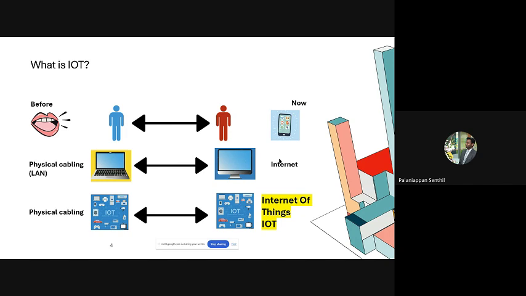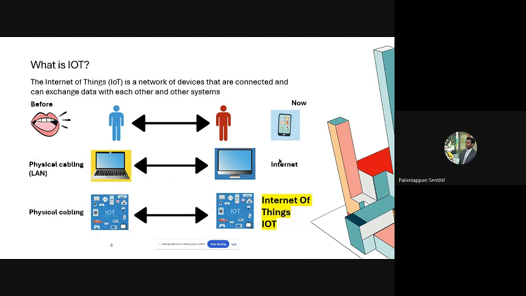Here, one interesting piece of news about the word Internet of Things is that in 1999, a person called Kevin Ashton was the first person to come up with this word. He came up with it during a discussion, and that became the name. The official definition in Google that you would see is: IoT is the network of devices that are connected and can exchange data with each other and other systems. So this is basically the definition that you see.